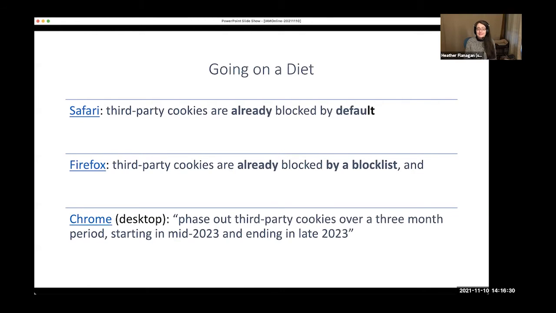So let's go on a diet. Safari. Third-party cookies are already blocked by default. They have been for a while now. And I've also heard for a while now that when people are trying to use Teams via Safari, the end result is Microsoft's recommendation to just stop using Safari because they can't fix that.